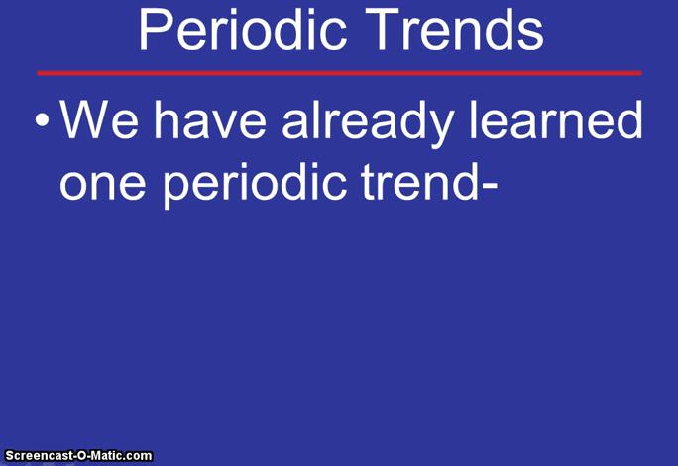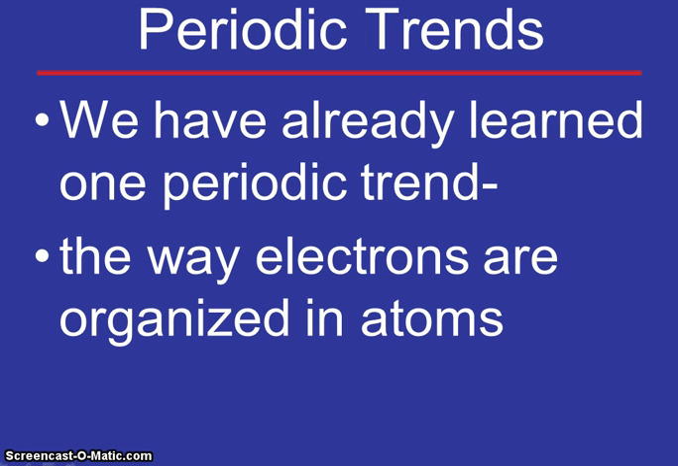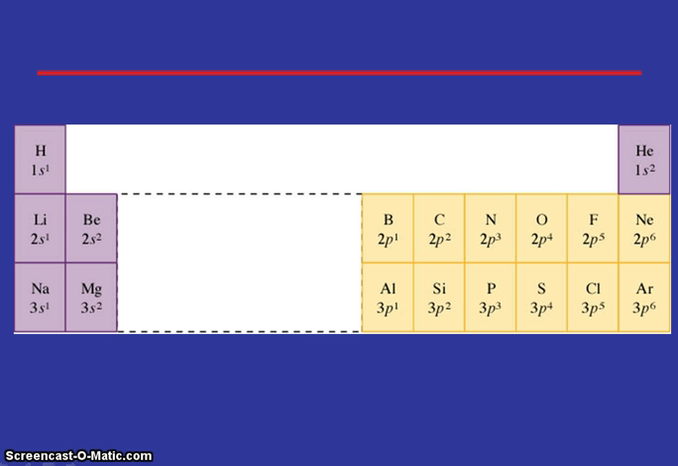Now, when we deal with periodic trends, we've already learned one periodic trend: the way electrons are organized in atoms. If we look at the periodic table, we can see that there is a periodic trend with respect to electron configuration. If an element is in a particular period, it designates the number of energy levels. So if we were to look at hydrogen and helium, they're both in the first period and they have 1 energy level. If we were to look at lithium, beryllium, and all the way over to neon, they're in the second period and they have 2 energy levels. If we look at sodium through argon, they're in the third period and they have 3 energy levels.